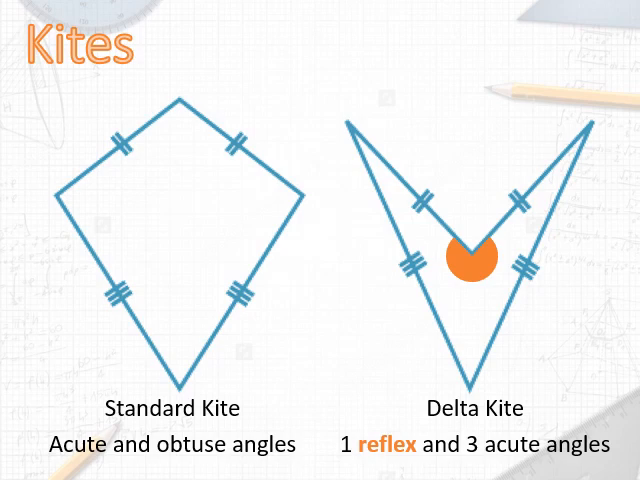And in the delta kite, you will always have this 1 reflex angle, so it is a measure greater than 180, less than 360. And as a result of that, the other 3 angles are going to have to be acute angles. And when you think of the kites that you go out and fly, your standard kite is your more basic kite, and then the delta kite is usually the shape you'll see when you start talking about stunt kites.